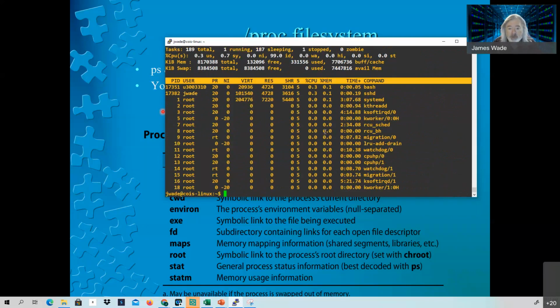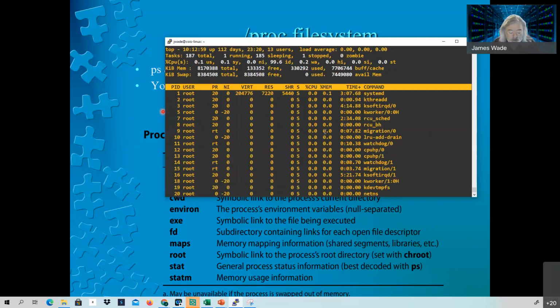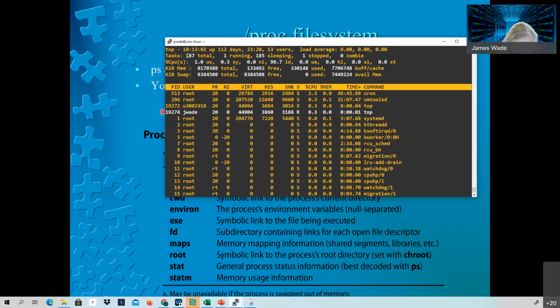See, I did a Control C, it interrupted me out. Just like we saw a minute ago, if you're running some type of program in it, to get out of it, you can do a Control C. But look at all the information I get up here. It tells me 187 tasks are running, or processes. One's running, 185 are sleeping, and one is stopped.